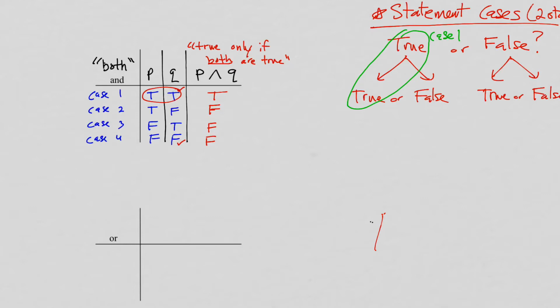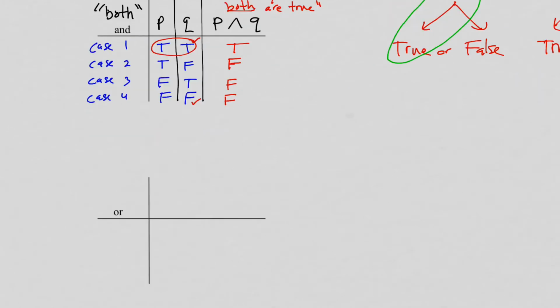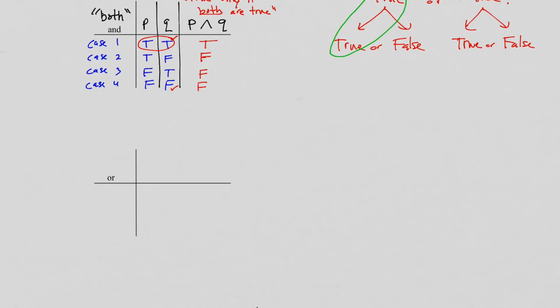Let's go to the OR scenario. So remember that OR means one or the other, or both. So P or Q.